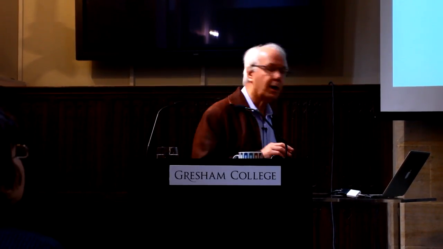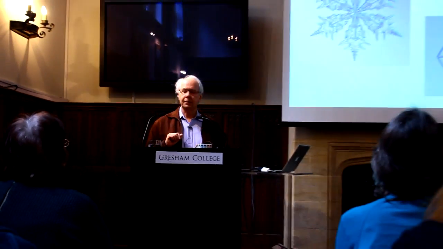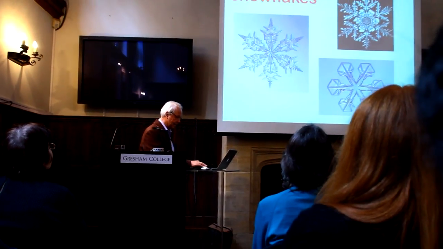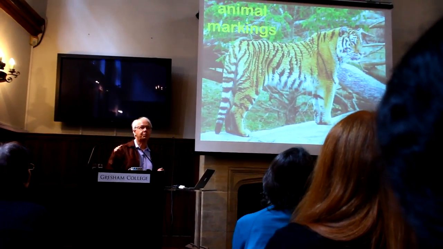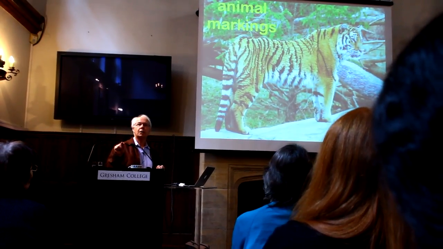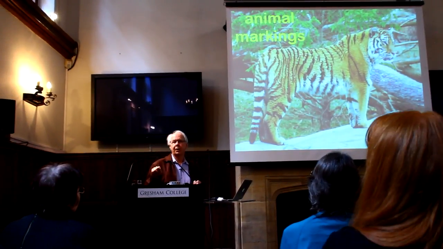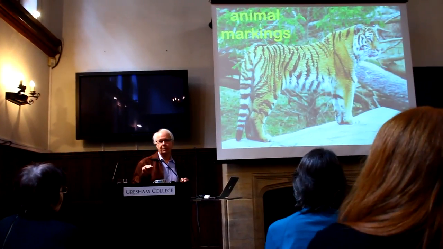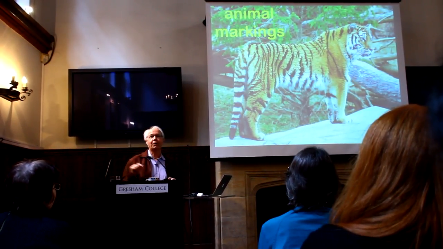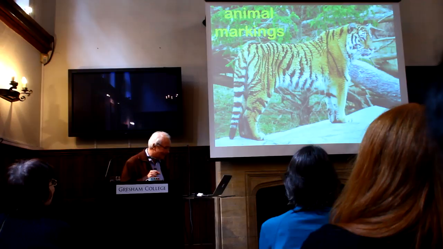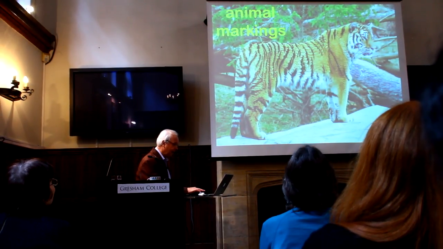And I'm going to go through four basic types of pattern: snowflakes, animal markings. Now, I gather there was an earlier talk in this little series about zebra stripes. I don't know exactly what was done in that, but there will be a little bit of overlap, and I hope I won't contradict what was said. I hope it will be a complementary view.